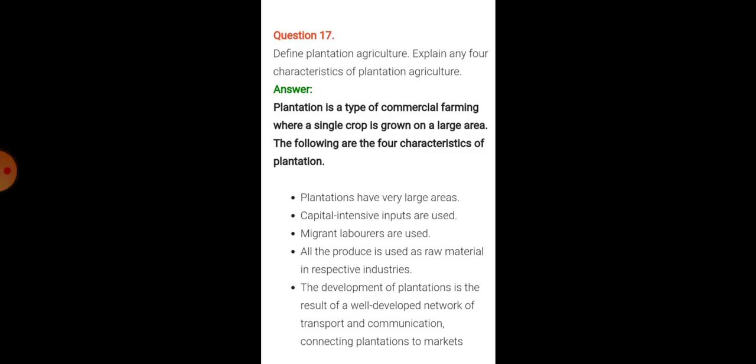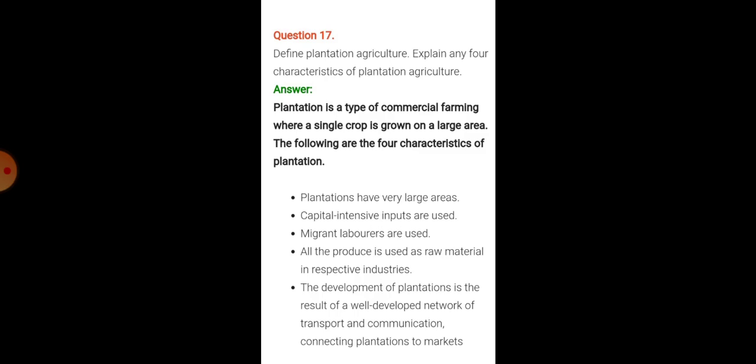So next important question of the chapter Agriculture is: define plantation agriculture, then explain any four characteristics of plantation agriculture. So plantation is a type of commercial farming where a single crop is grown on a large area. The following are the four characteristics of plantation.